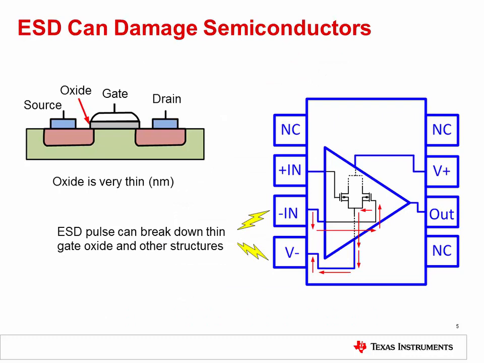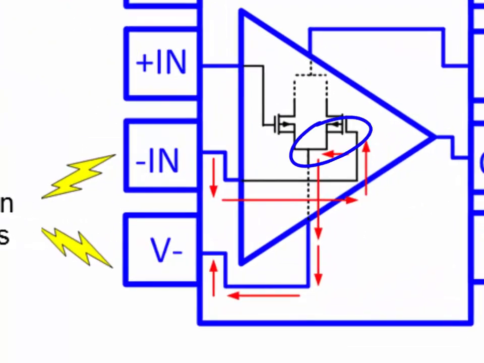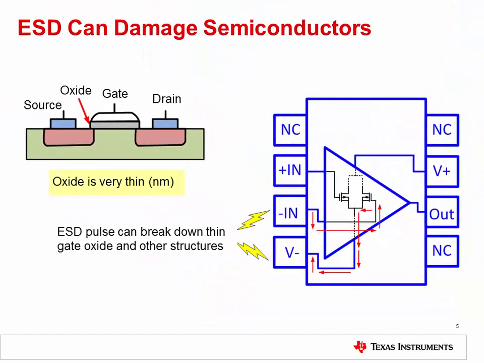Let's look more closely at the typical way in which semiconductor devices are damaged by ESD. Consider a large ESD potential or voltage which is applied between the inverting input and negative supply pin of an op-amp. This places a large voltage from the gate to the source of one of the input MOSFETs, which can cause damage to the device. Keep in mind that the thickness of the MOSFET gate oxide may only be a few nanometers, making it very susceptible to this kind of damage.